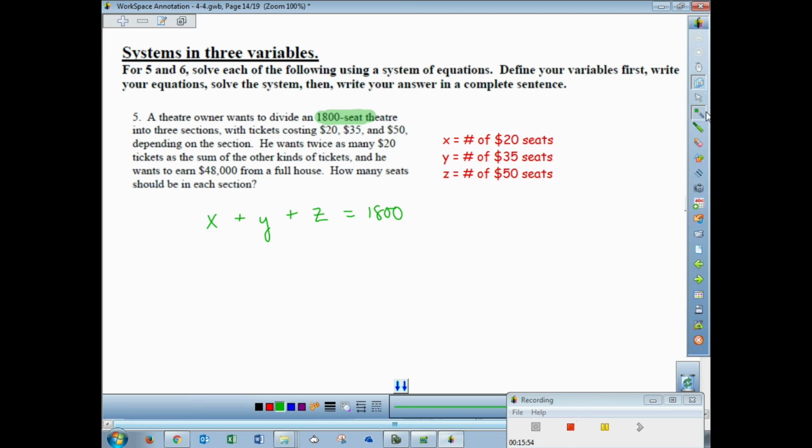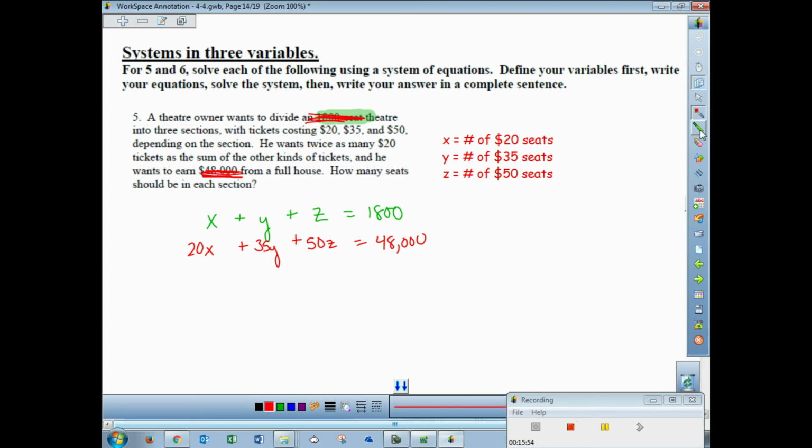That's pretty simple. Done with that one. The other easy equation to deal with is the money part. I'm skipping around from easiest equations to hardest. You've got a $48,000 full house. So that's where you throw all the money in. $20 for every one of these seats, and $35 for every one of these seats, and $50 for every one of these seats should equal the total of $48,000. And now I'm done with that one.